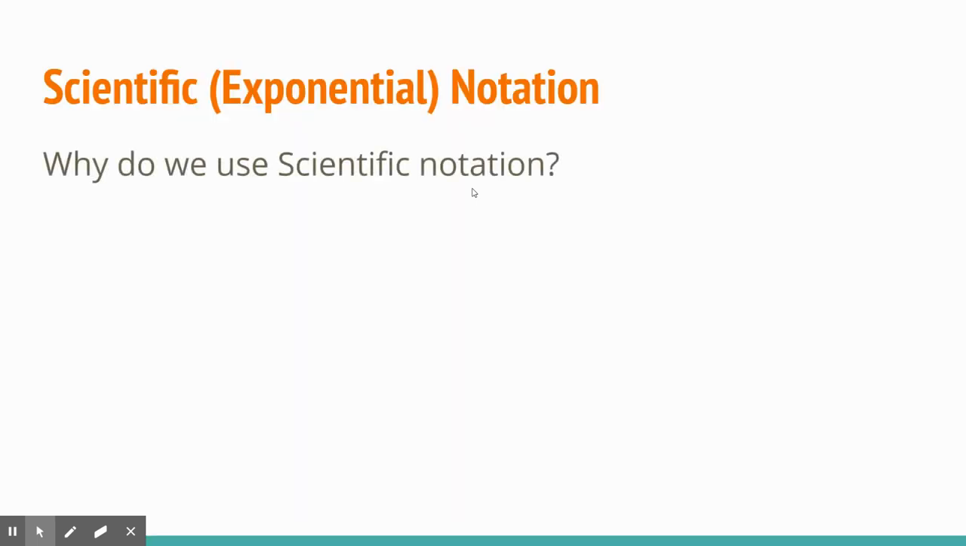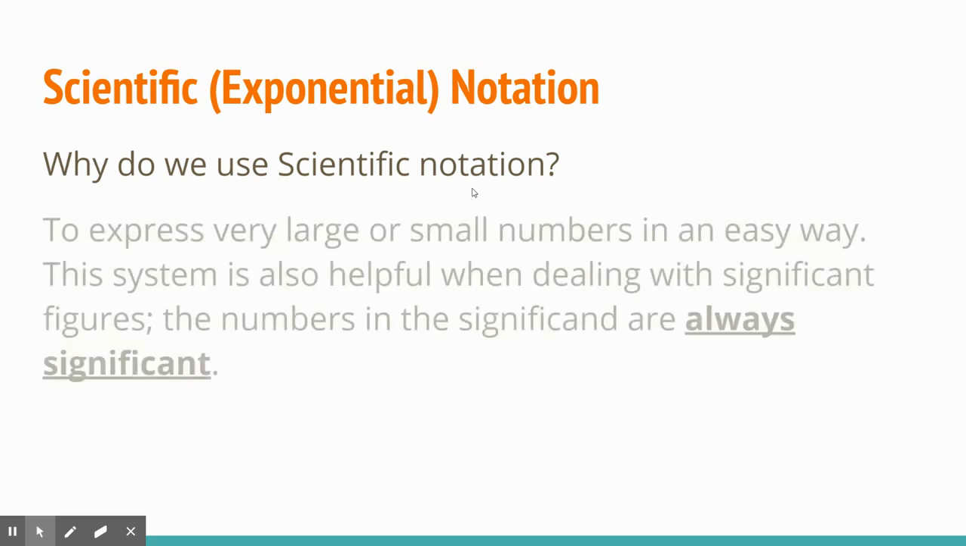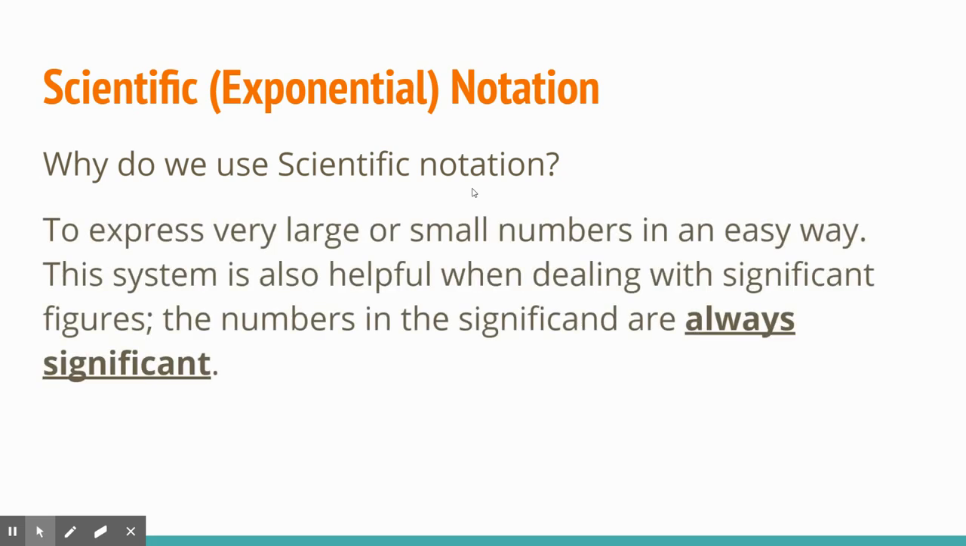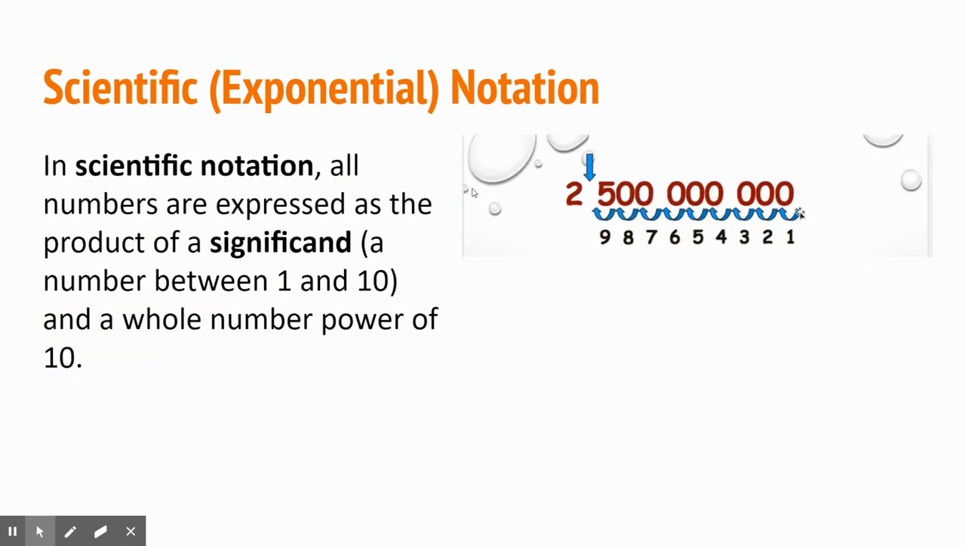So why do we use scientific notation? To express very large or small numbers in an easy way. This system is also helpful when dealing with significant figures, which we will talk about in our next screencast. The numbers in the significand are always significant. Again, we'll talk about that in the next screencast.